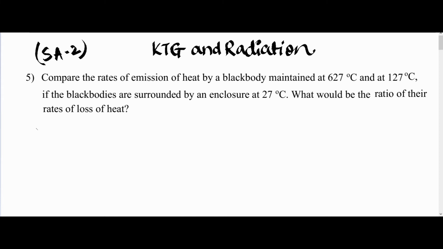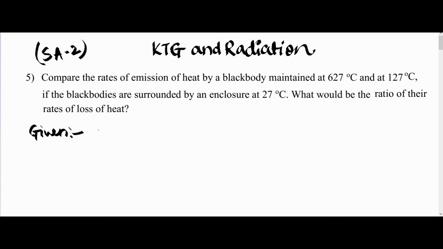Compare the rate of emission of heat by a black body maintained at 627 degrees Celsius and at 127 degrees Celsius if the black bodies are surrounded by an enclosure at 27 degrees Celsius. What would be the ratio of the rate of loss of heat? So what is given to us?